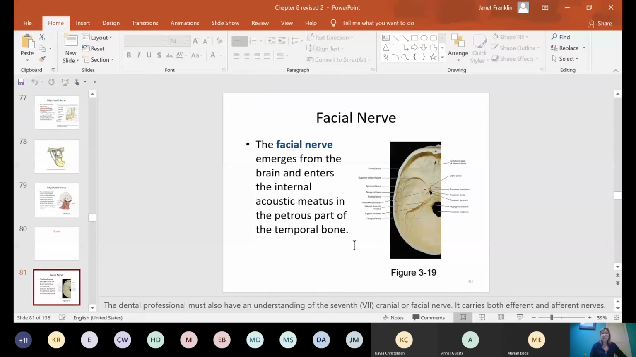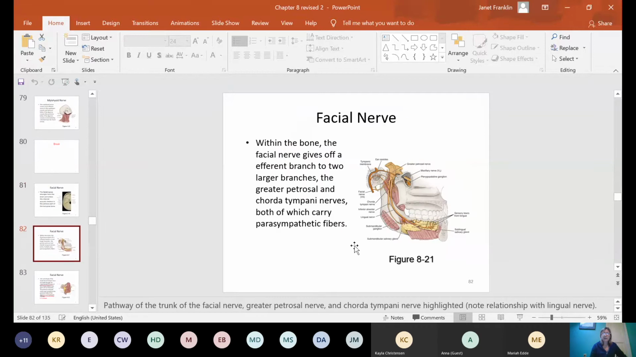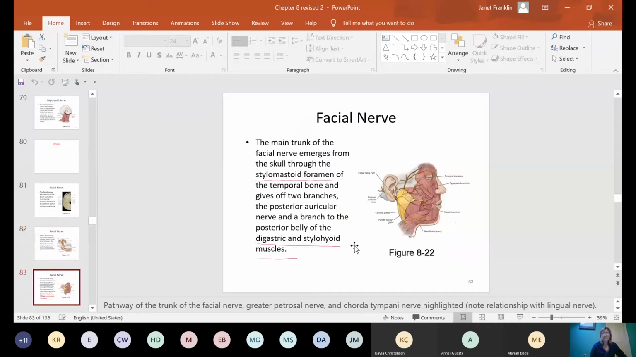It emerges from the brain and enters the internal acoustic meatus in the petrous part of the temporal bone. The main trunk of the facial nerve emerges from the skull through the stylomastoid foramen. So we already know that. And it gives off two branches, the posterior auricular nerve, which, as you can tell from the name, posterior being behind and auricular behind the ear, and a branch to the posterior belly of the digastric and stylohyoid muscles.